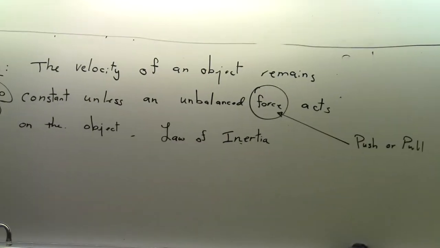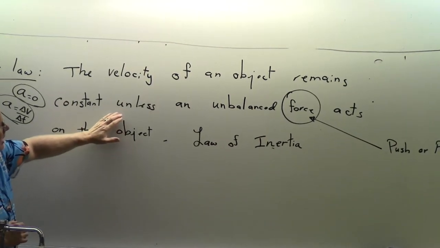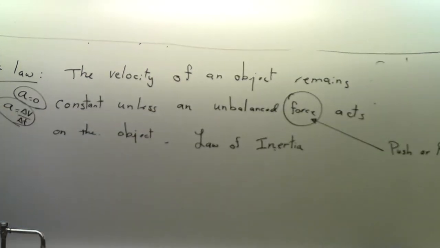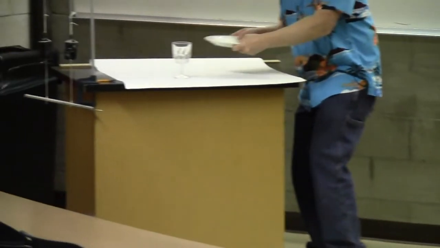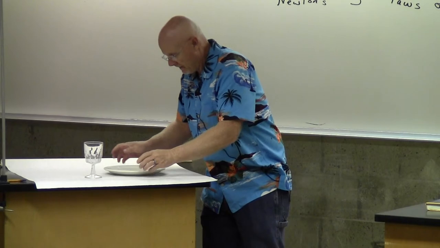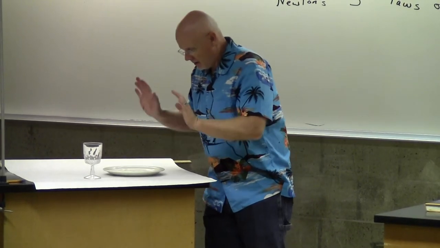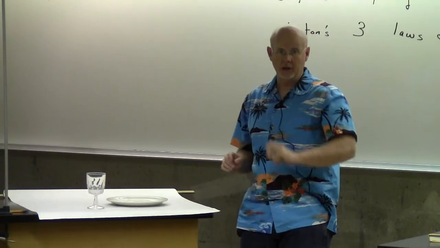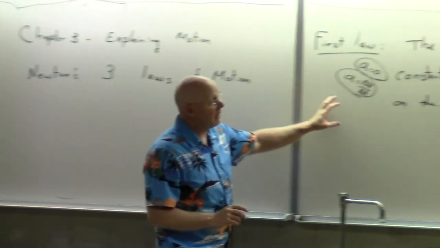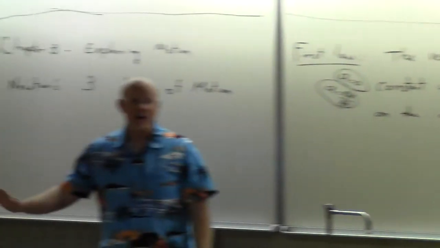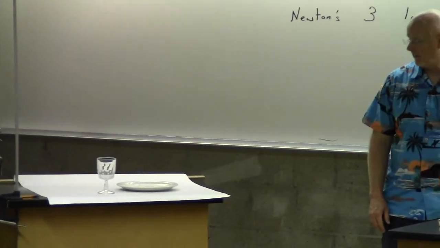That's really what it's saying. Now, they don't have to. That's why it has the unless. It can change if there's some unbalanced forces. So if somebody comes over here and grabs this plate and throws it across like a frisbee, it will gain speed. But if no forces, or better still, you have a balanced set of forces, it is at rest and it wants to remain there.